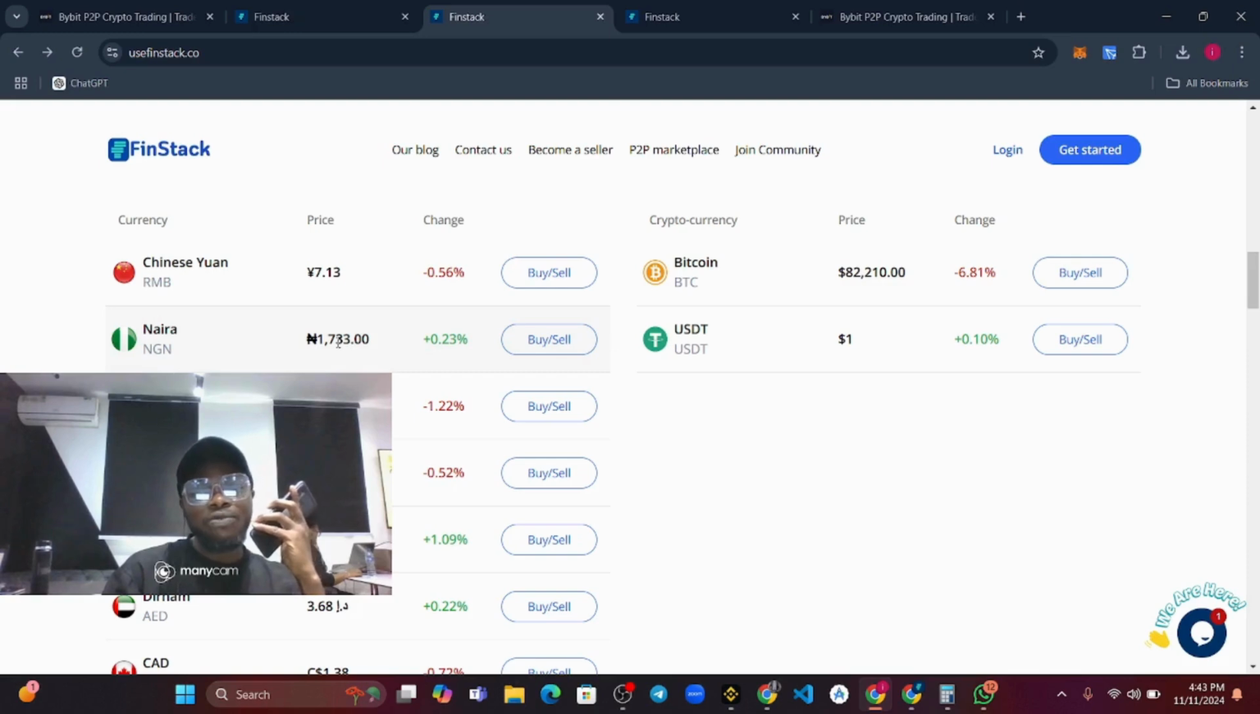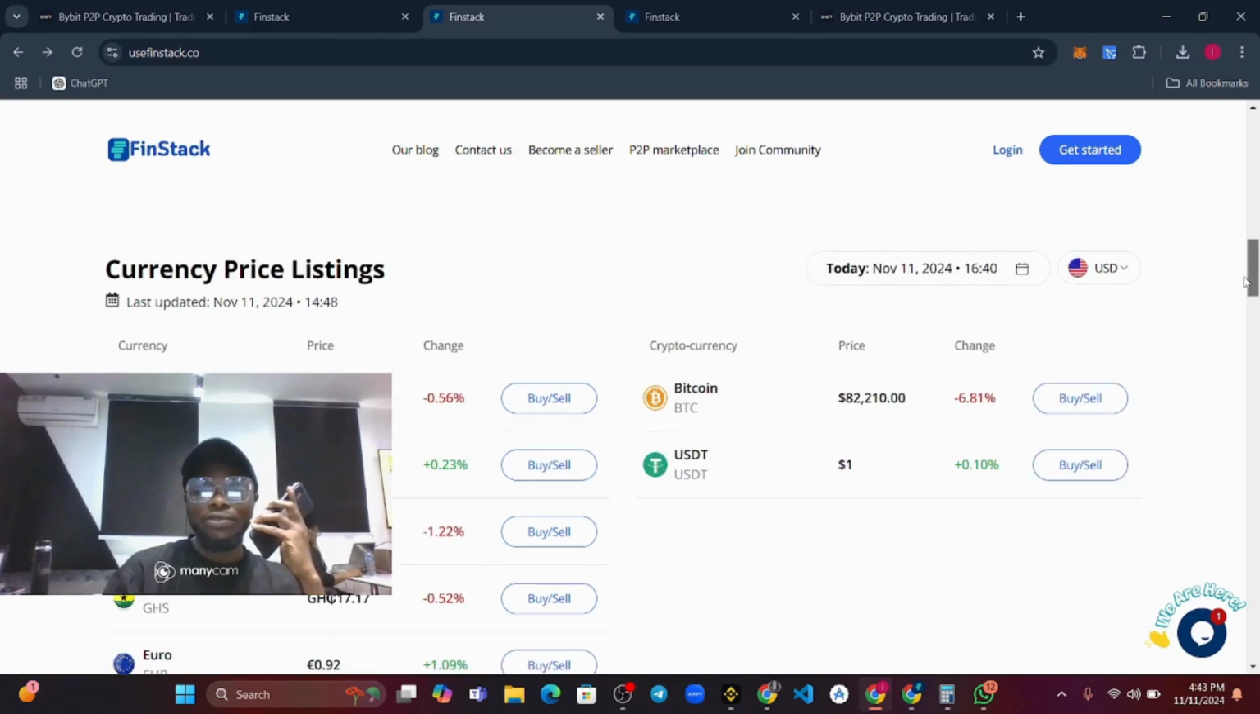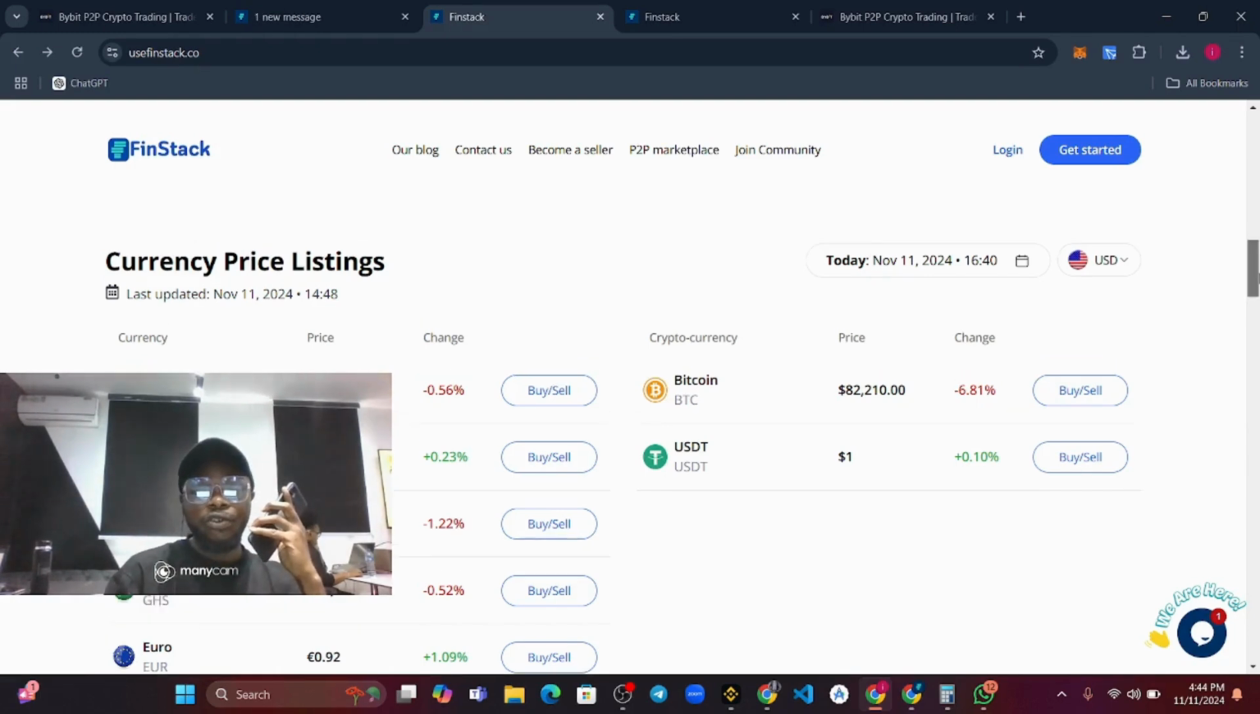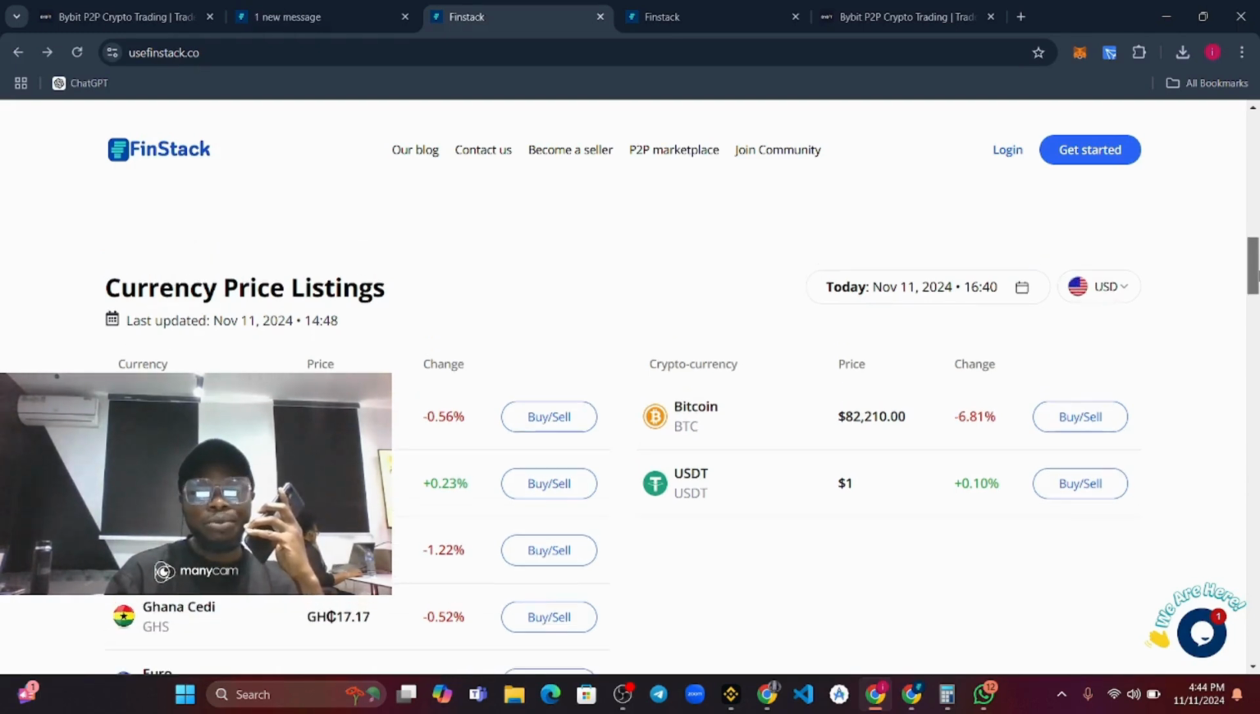So if it is 1,724, it is way higher than what you get even on Bybit. Merchants on Bybit don't buy Bitcoin at 1,724. It's like 1,720, 1,719, and so on, because of how volatile Bitcoin can be. So if you're buying at 1,724, by the time, your profit may be wiped off if the market goes down. So for Finstack, it's not like that. The moment you make deposit and your deposit is confirmed, you can sell a little bit above the average market rate.